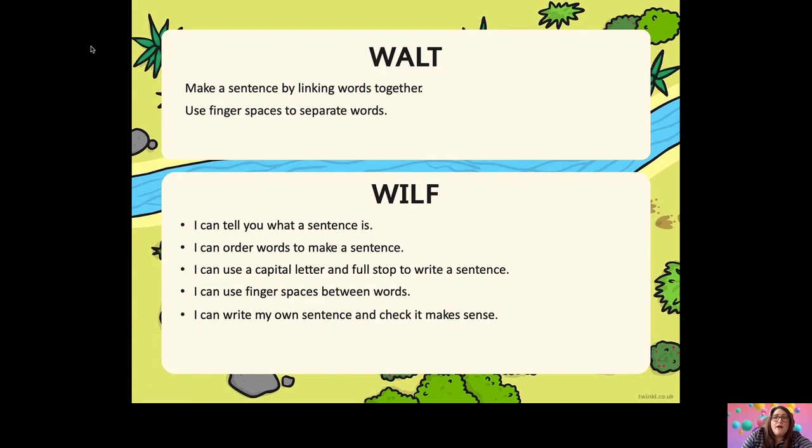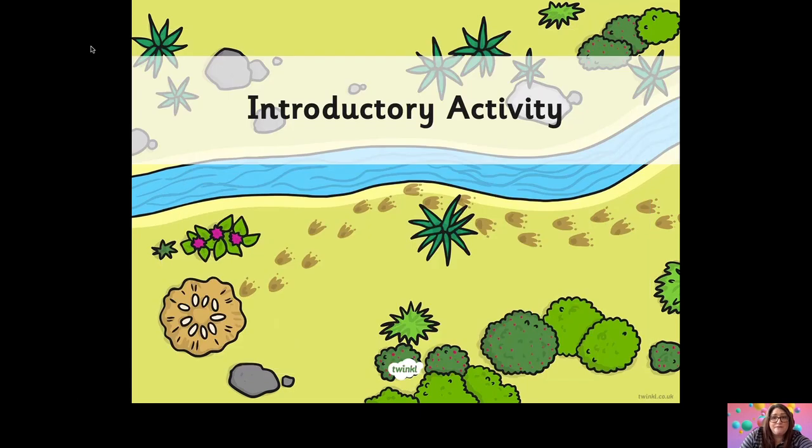Today, our WALT, what we are learning to do, is to make a sentence by linking words together and use finger spaces to separate our words. Our WILF today, that's what I'm looking for, is you should be able to tell me these things. You can tell me what a sentence is. You can order your words to make a sentence. You can use a capital letter and a full stop to write a sentence, and you should be able to use finger spaces between words. Finally, you should be able to write your own sentence and read it back to check that it makes sense.